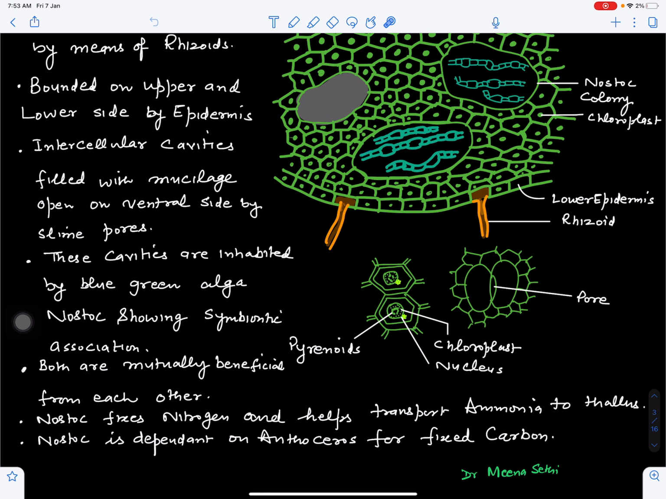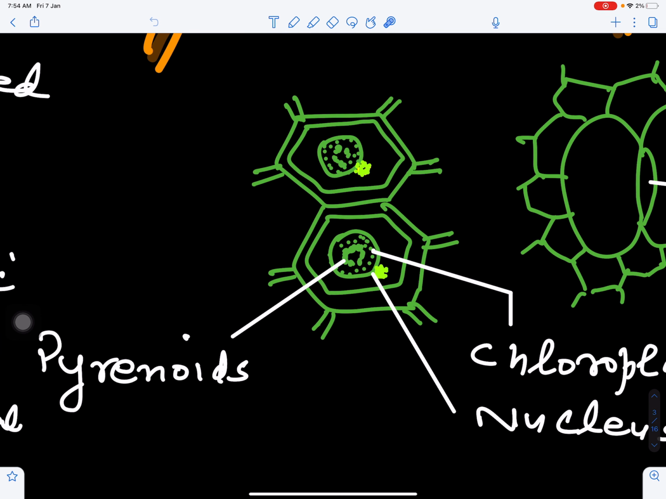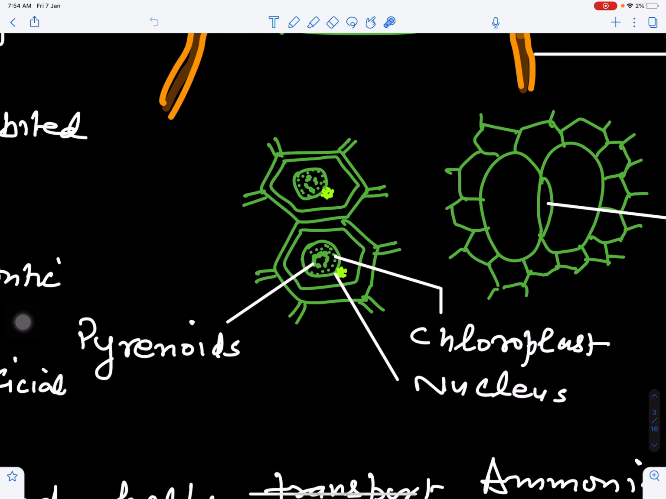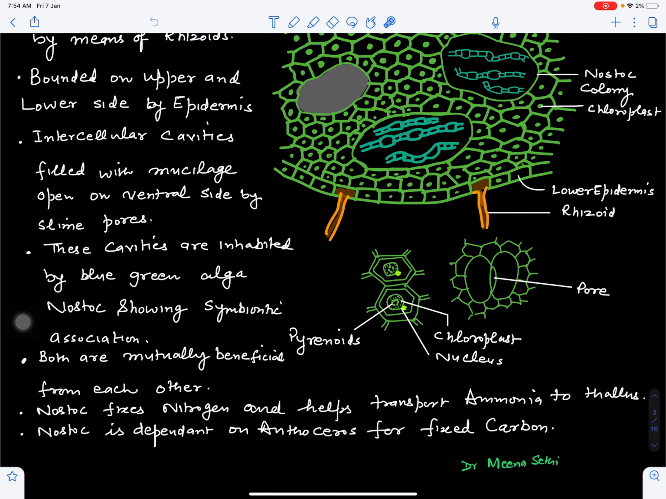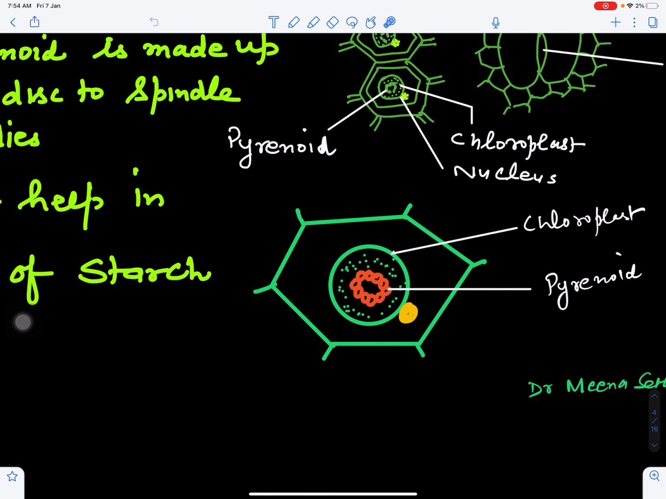Now, this thallus may have small pores and they are guarded by guard cells. So these are guard cells, these are pores which will help in gaseous exchange during photosynthesis. Every cell of the Anthoceros thallus has a chloroplast, right? So this is the chloroplast. And this is the nucleus, which is associated with one side of the chloroplast. We can see here. This is the chloroplast. This is the nucleus, right? And each chloroplast is associated with a pyrenoid body. We can see here again, this is a slime pore, each cell has a chloroplast, and this is the nucleus.